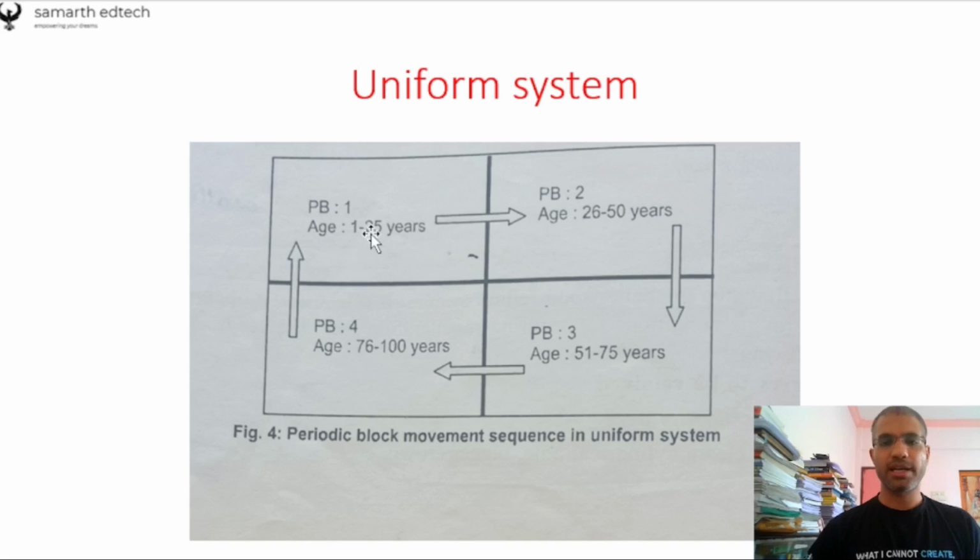So in this particular diagram, you can see the regeneration period is 25 years, because for this particular periodic block, the number of years to grow the entire forest, starting from felling till the growth stage, is 25 years. So that's why the regeneration period is how much? It is 25 years.